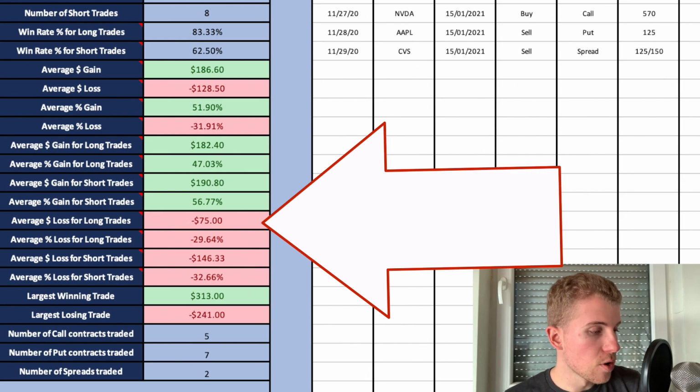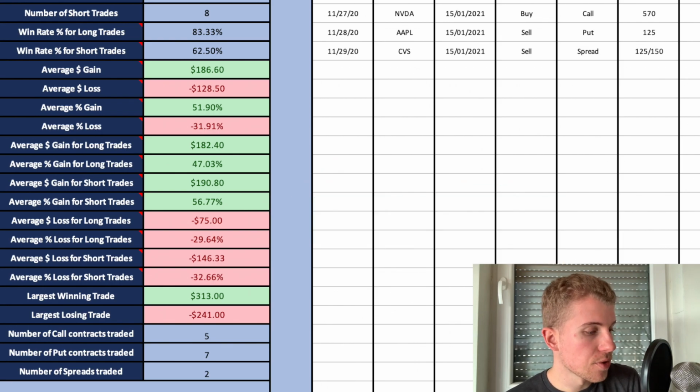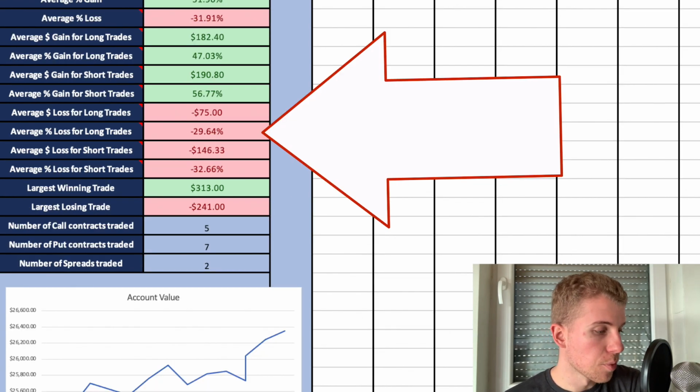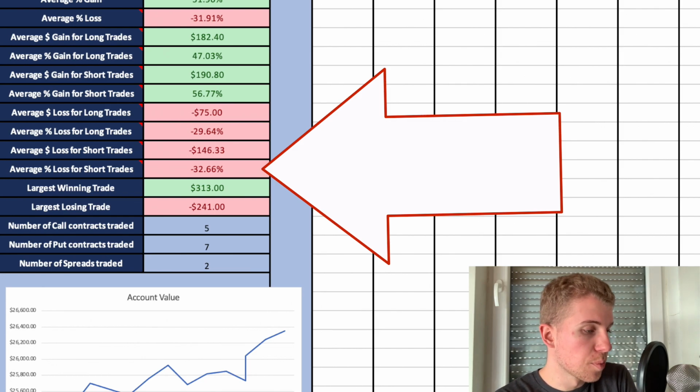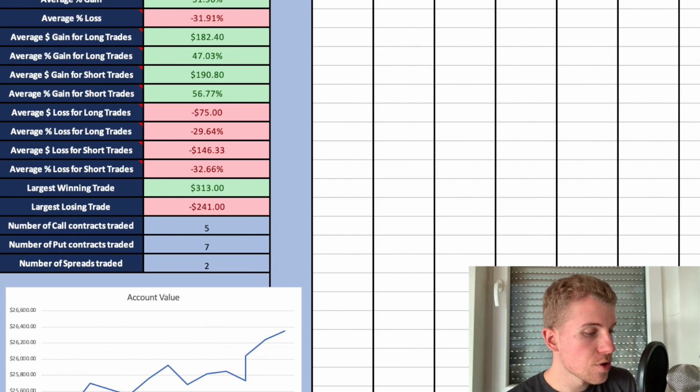So for example, for the long trades, you see that my average dollar loss is $75 and my average percentage loss is 29.64%. Compared to the average dollar loss for short trades, which is $146, and my average percentage loss for short trades is 32%. So you see here that there is a major difference between my long trades and my short trades. When I lose on a short trade, it tends to be a lot bigger than on my long trades. As much as the percentage is quite similar, there is not a big difference between 29.64 and 32.66, you see that the monetary value is a lot bigger, between $75 and $146.